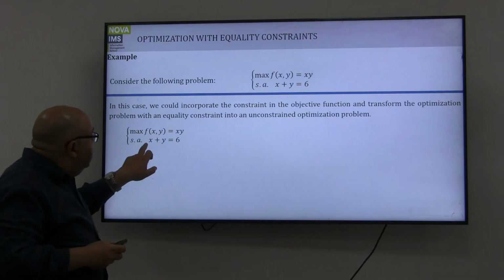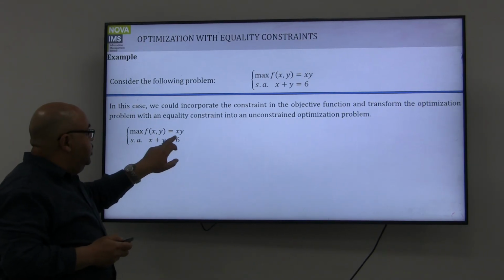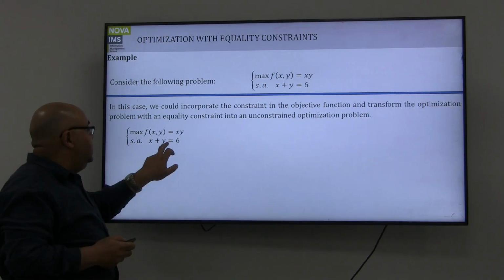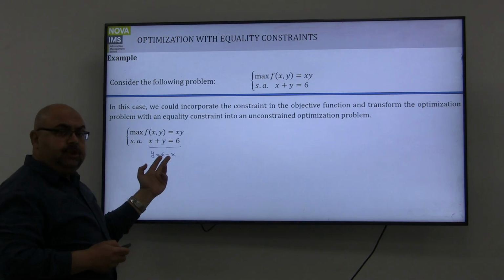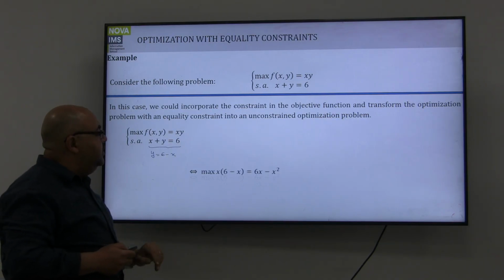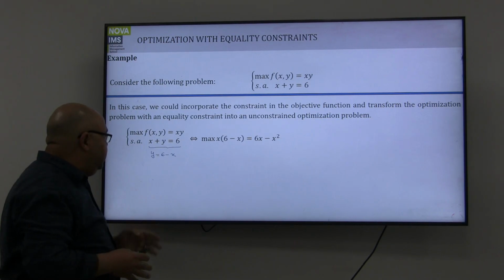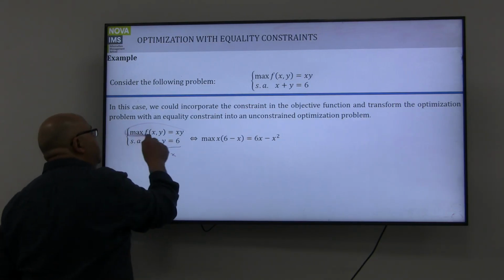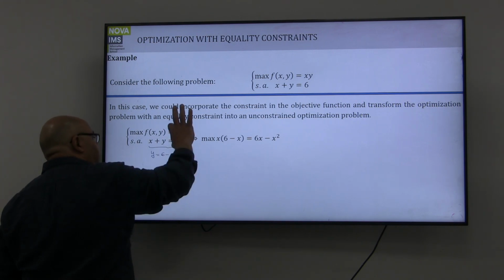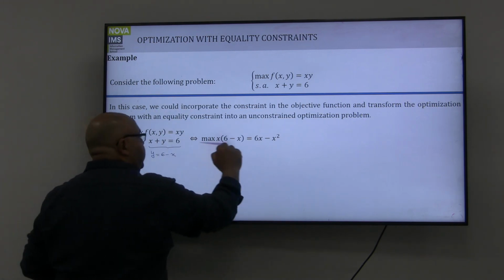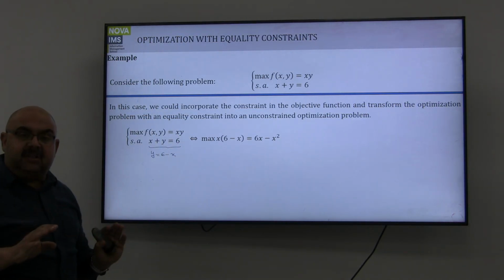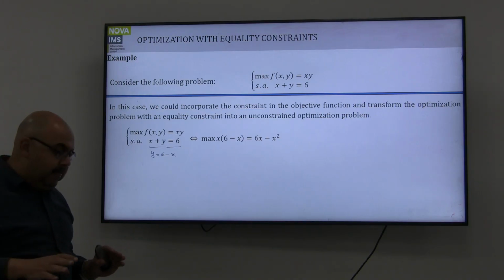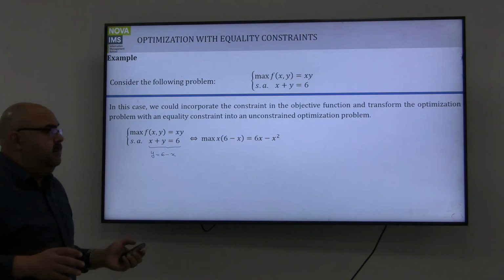So simply, from the given constraint, I can get y is equal to 6 minus x. Then I will take this and substitute it in the objective function. In this manner, instead of having a function to be optimized and a separate condition, both are together in this unconstrained problem: 6x minus x squared.